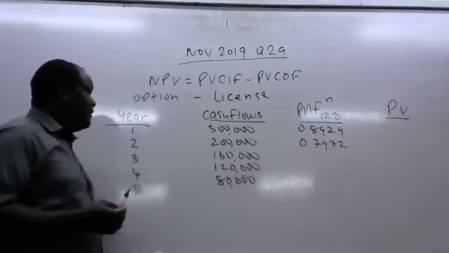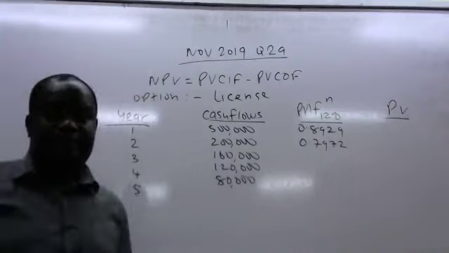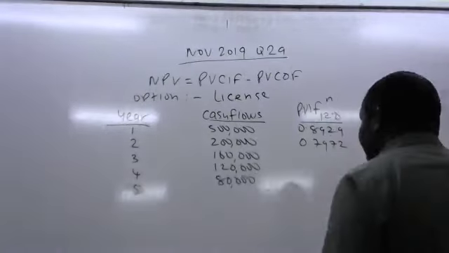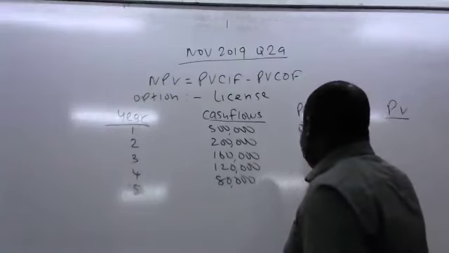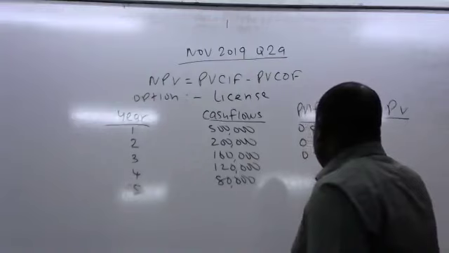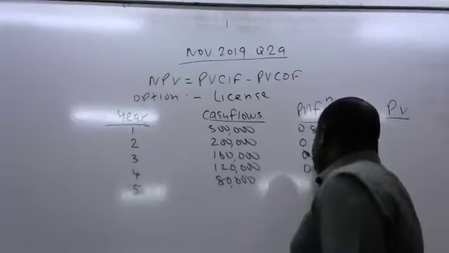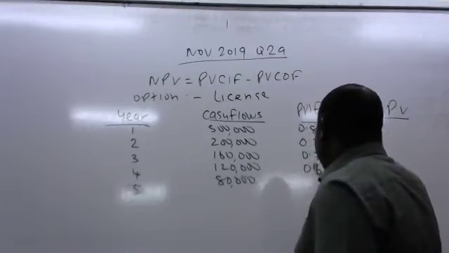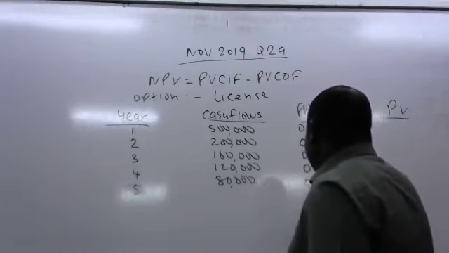So check for me in the table in year 3. Confirm for me in the table. Year 3, it is 0.7118. Then year 4, it is 0.6355. Then finally, year 5 should be 0.67.